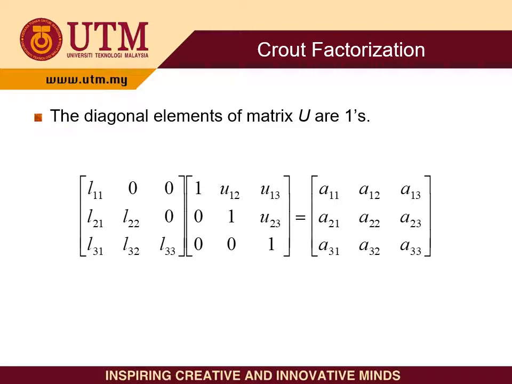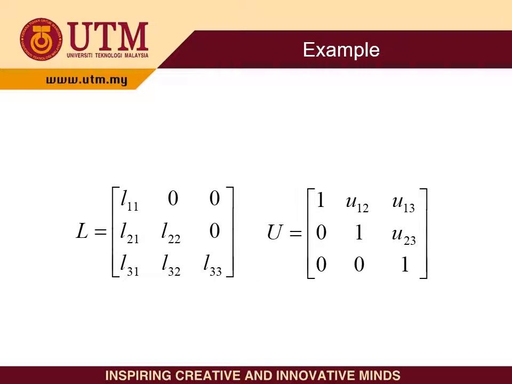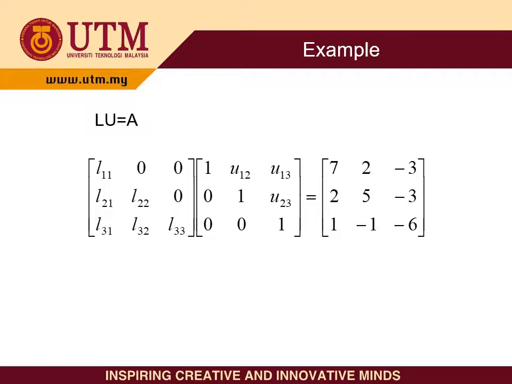Now we will see the Crout factorization where the diagonal elements of matrix U are 1. So the first example, find the LU factorization of the matrix using Crout form and use it to solve the linear system. Okay, they give us this linear system. So now for Crout, you see the U is 1. For Doolittle before this, the L is 1. Then we need to make this form: LU is equal to A, before we solve this equation.